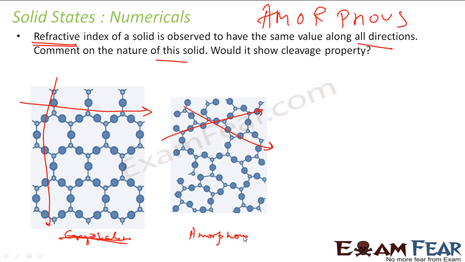Now the next question is, would it show cleavage property? Since this is amorphous, it won't show cleavage property, because if you cut whatever compound you have got using a knife into two halves, right? You won't see the surface to be smooth, so it won't show the cleavage property. It will have an irregular surface, correct? So the first question was, you need to find whether the substance is amorphous or crystalline, and then just tell me if amorphous has cleavage property or not.